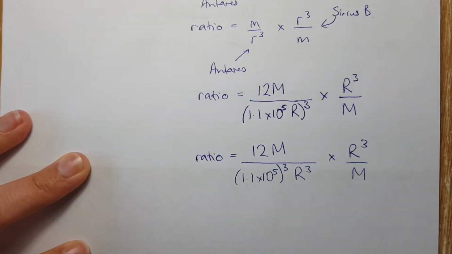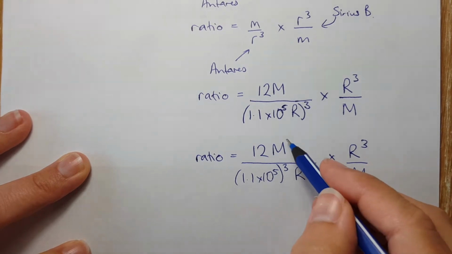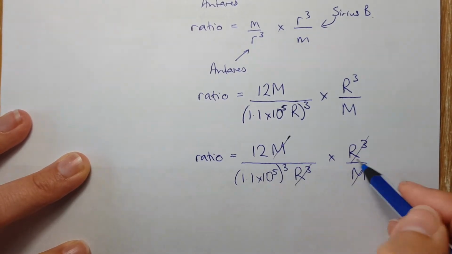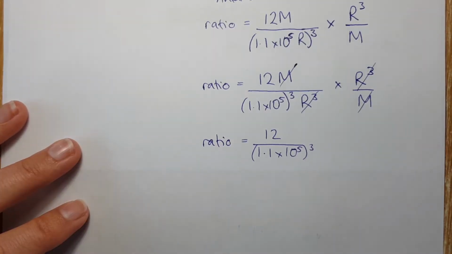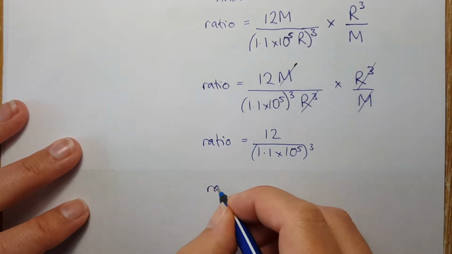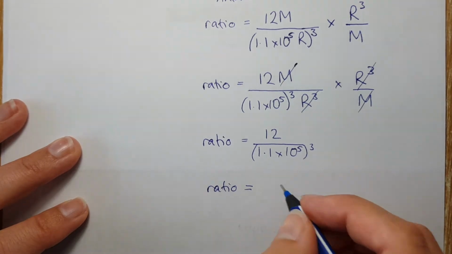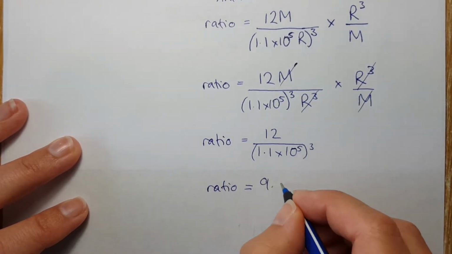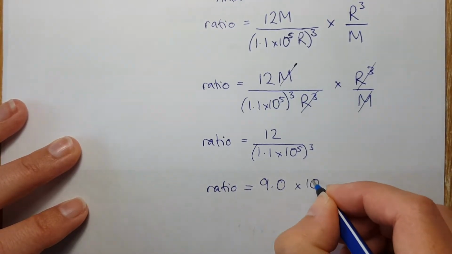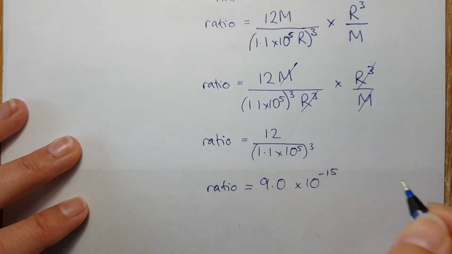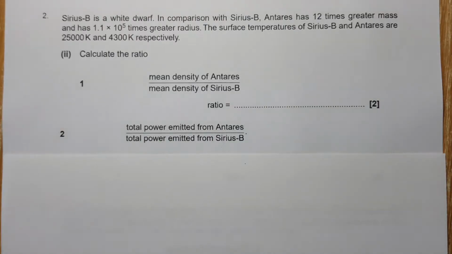Now, I've just written out the cube there to make it ultra clear, so we can now cancel our M's, cancel our R cubes, which gives that, and that comes out as 9.0 times 10 to the -15 is our ratio there.